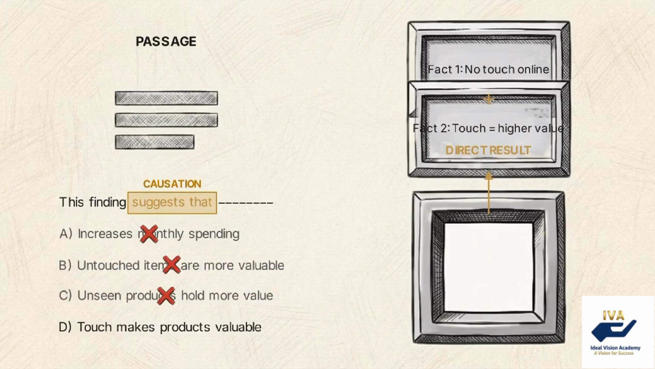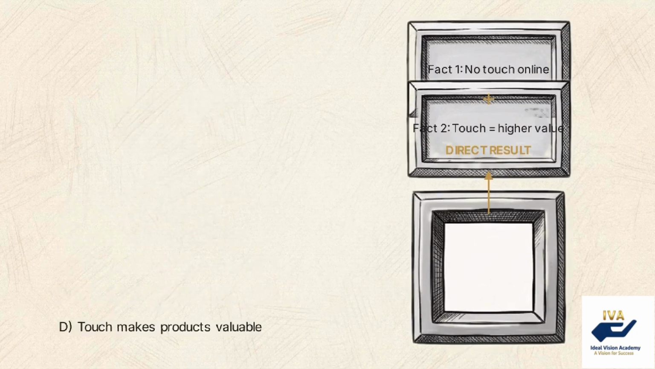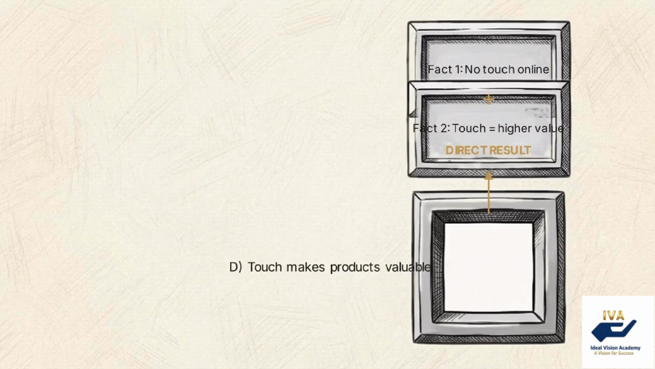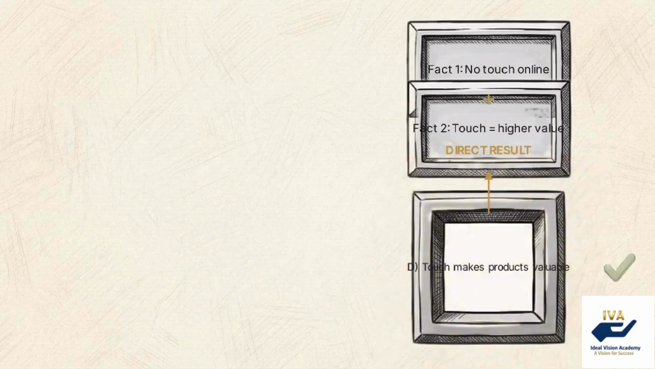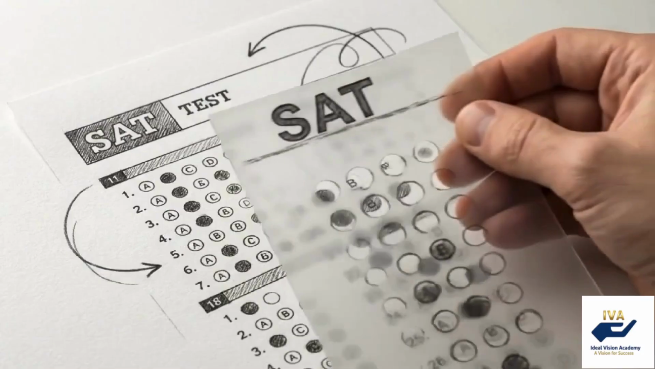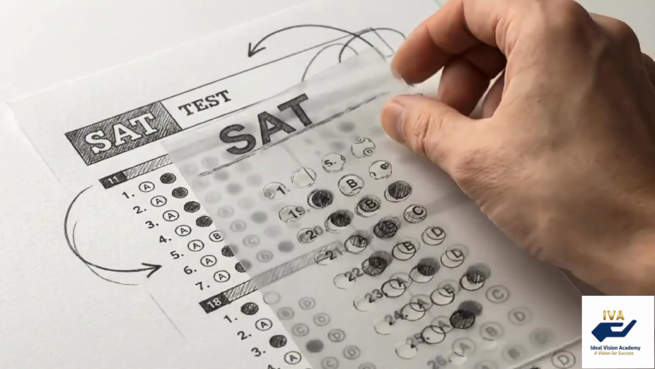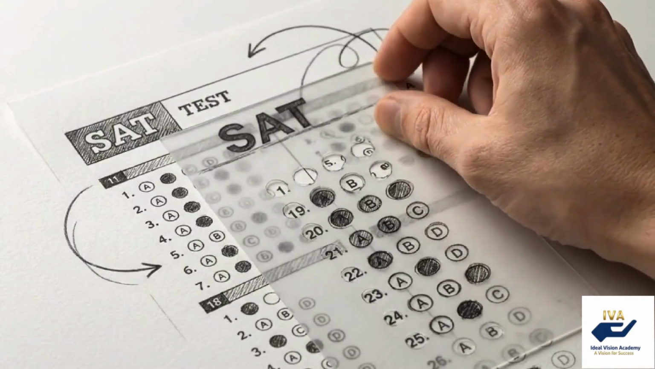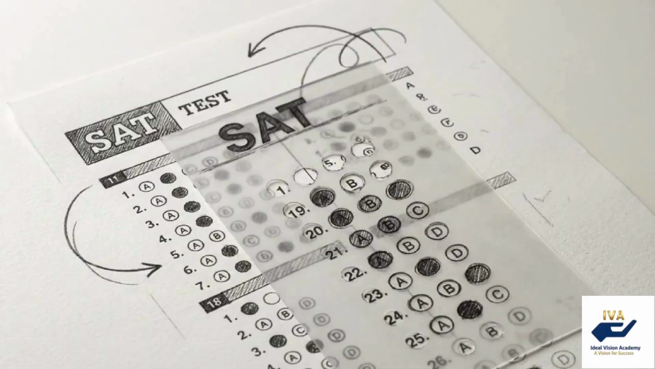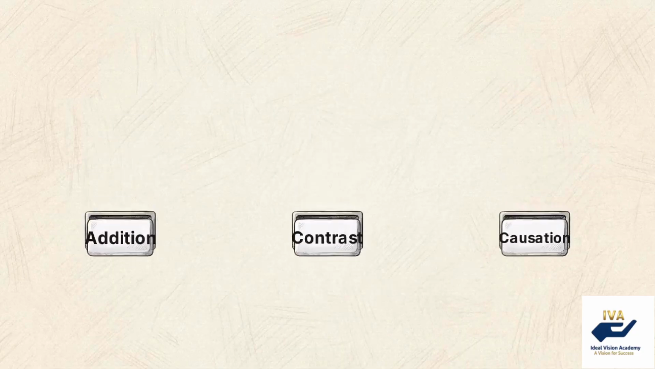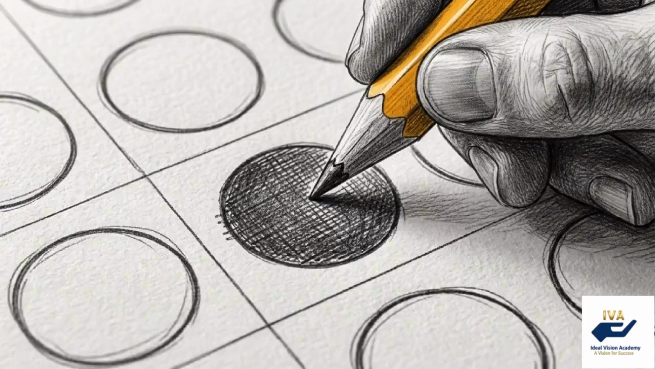Finally, step 5. We plug in the one surviving choice. This finding suggests that being able to see and touch a product in person makes it more valuable to the shopper. By summarizing the core data first, the logical next step becomes undeniable. Inference questions are just transition questions in disguise. By strictly categorizing the relationships between sentences, you have completely removed the guesswork from two of the trickiest question types on the SAT.